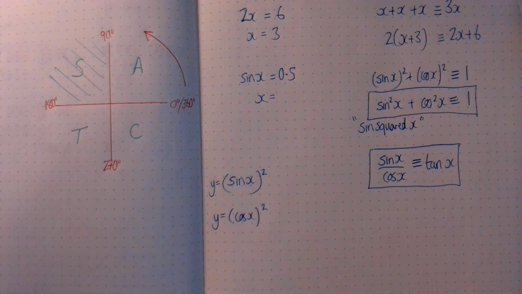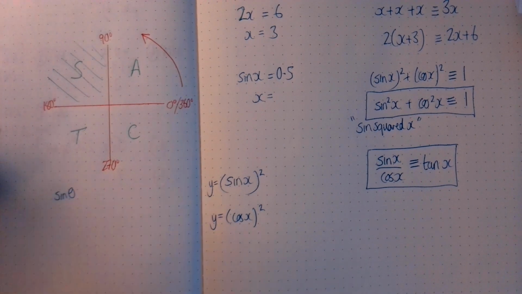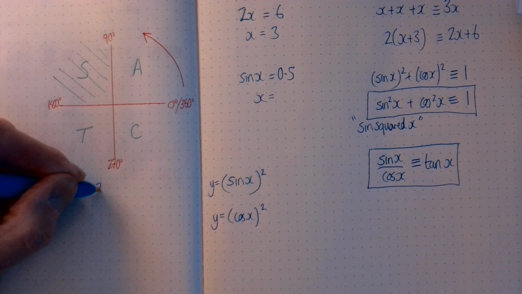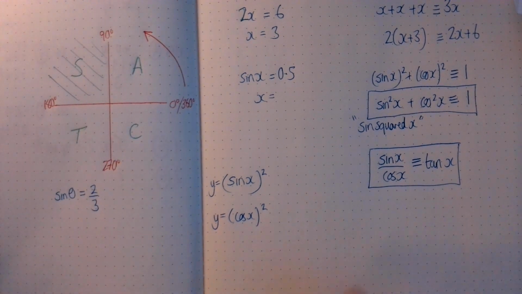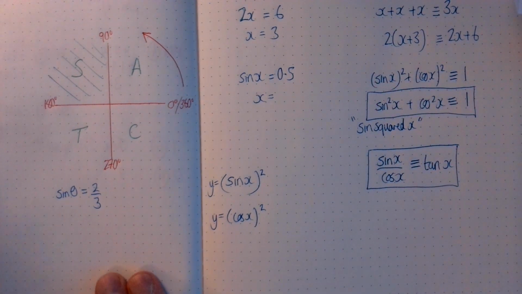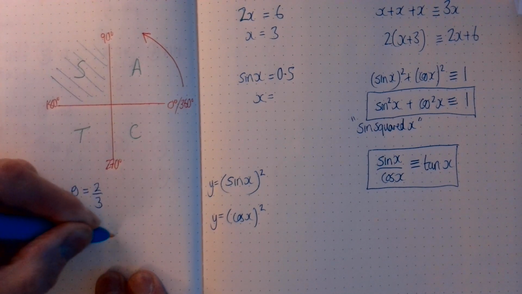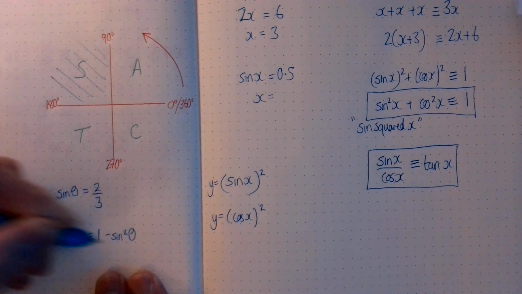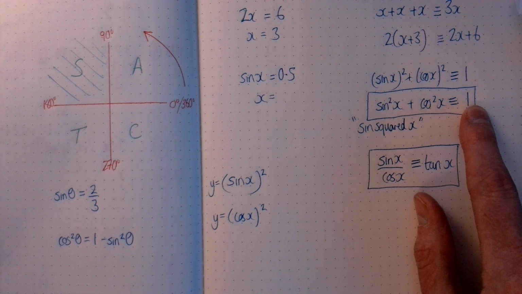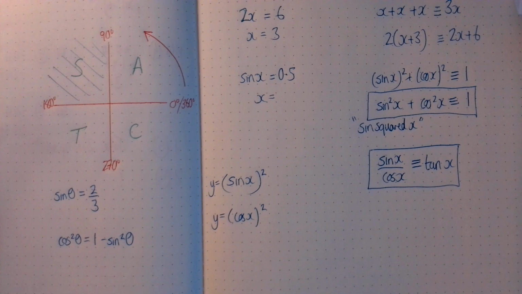Okay, so here's what we do. So sine theta, and hopefully you remember the use of theta to represent missing angles. Sine theta, we're told in the question, is 2/3. So I'm going to use this identity here. And I'm going to rearrange this identity to get cos squared theta is 1 minus sine squared theta. Can you see how I've got to that? If we take this identity here and take away sine squared theta from both sides, you get cos squared theta is 1 minus sine squared theta.